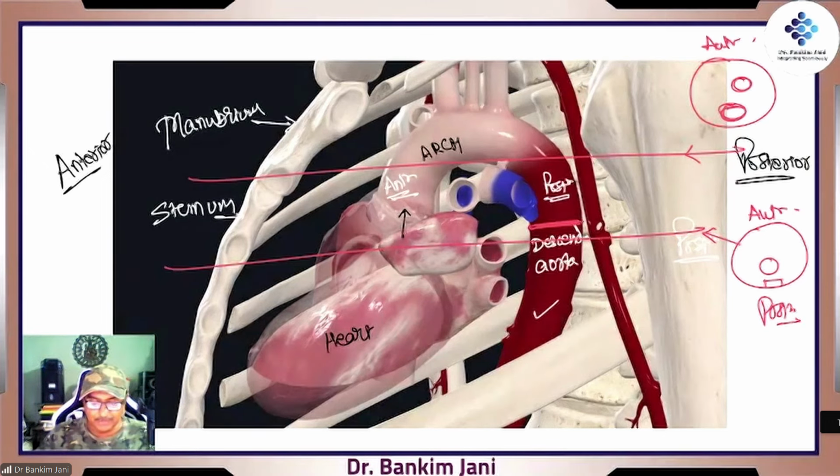Wait, everything will come. So we understand how the arch of aorta goes from anterior to posterior, from anterior mediastinum to posterior mediastinum. This is how it works.